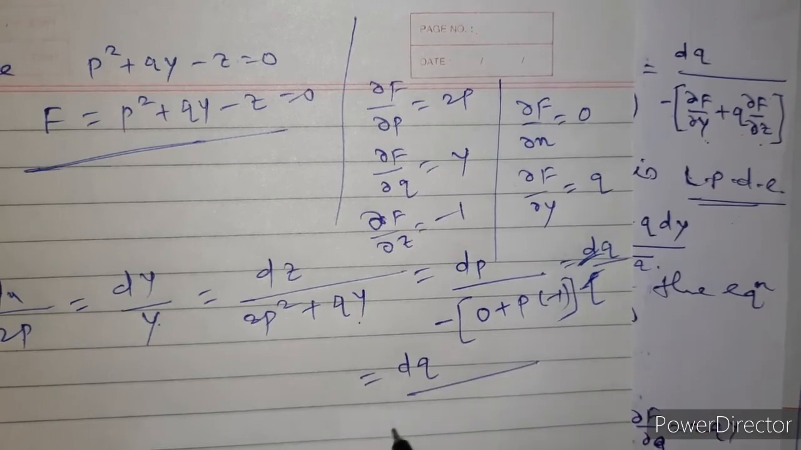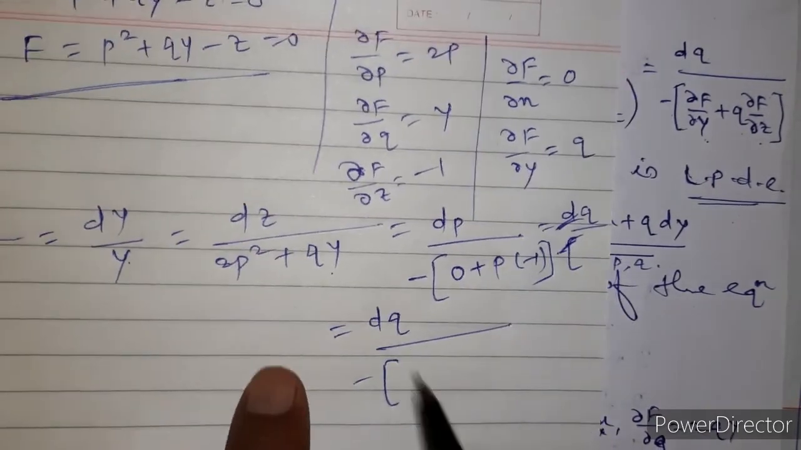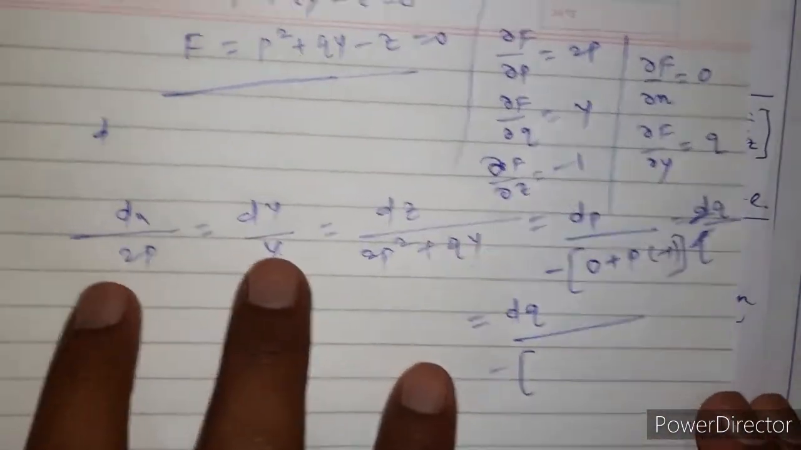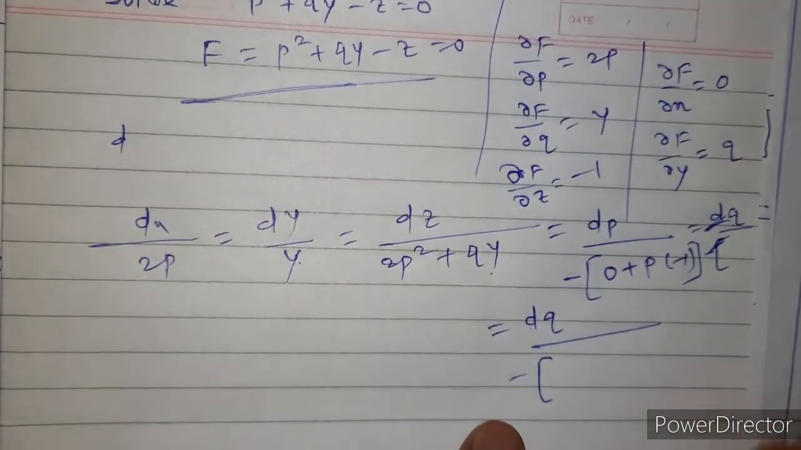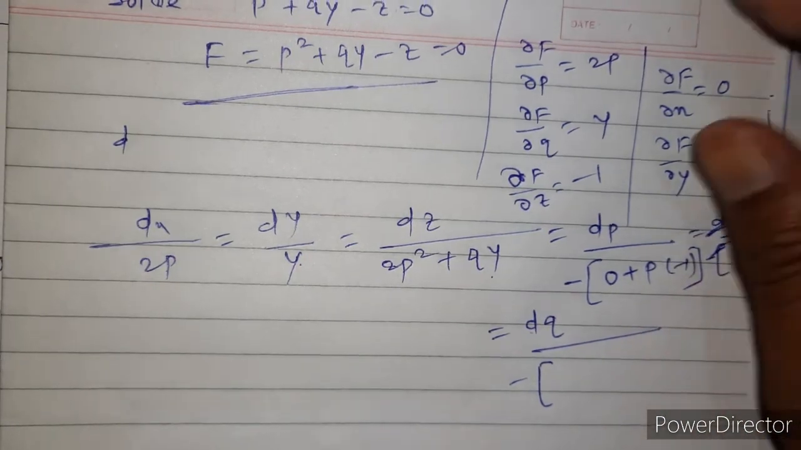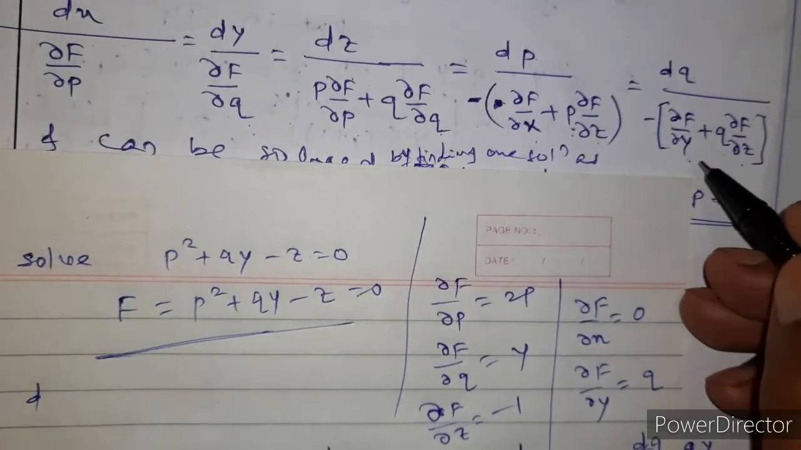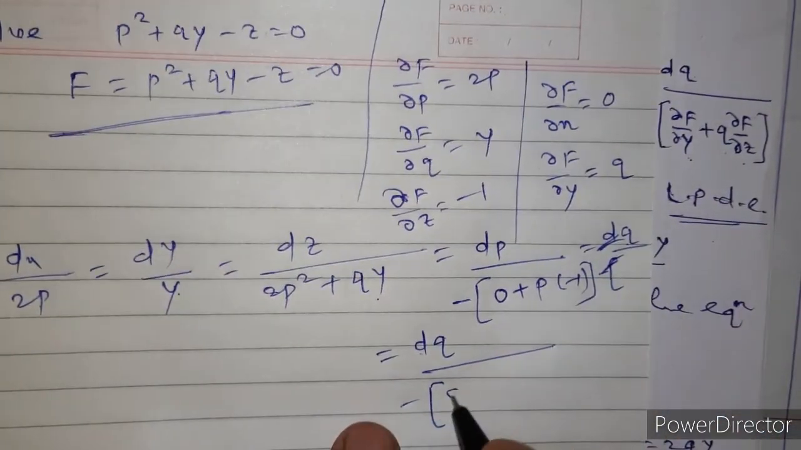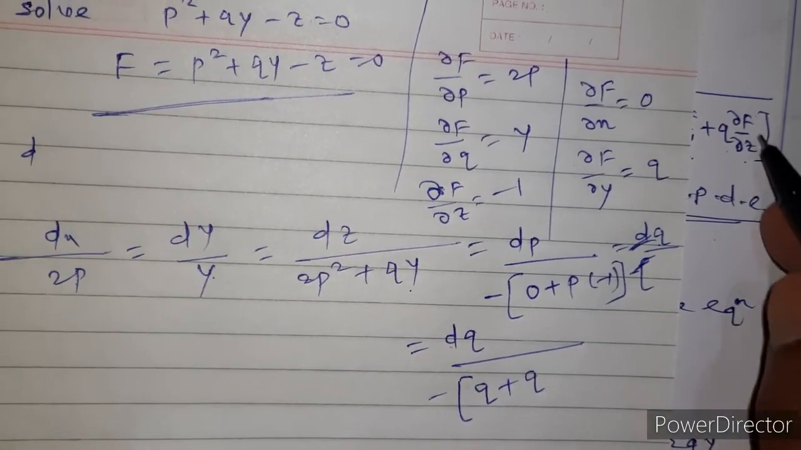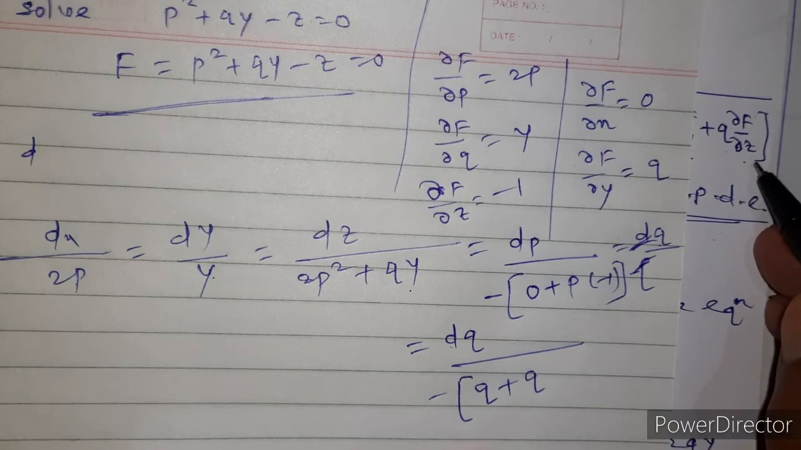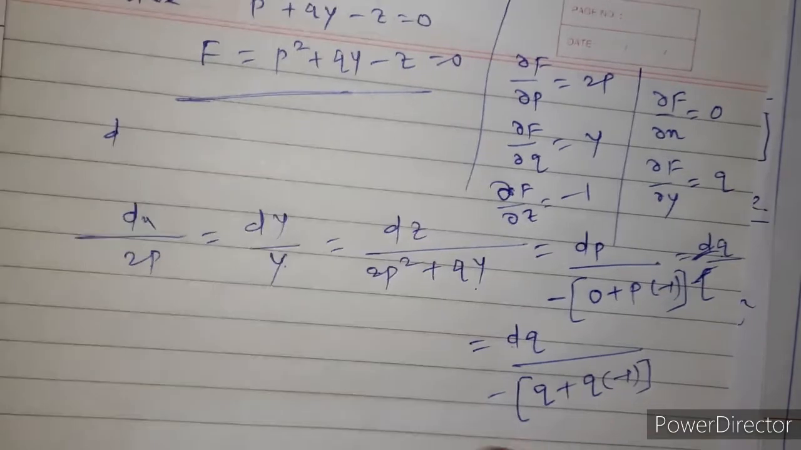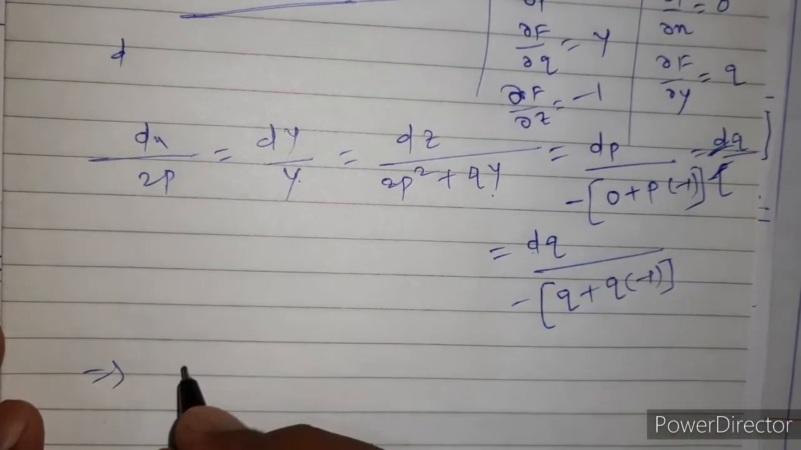dq upon minus. Keep in your mind, this is equal to, I don't have a space, so I write it down. What is that? Minus ∂f/∂y. What is ∂f/∂y? q. Plus q into ∂f/∂z. What is ∂f/∂z here? Minus 1. So what I get, tell me? Yes, I am writing it down again.